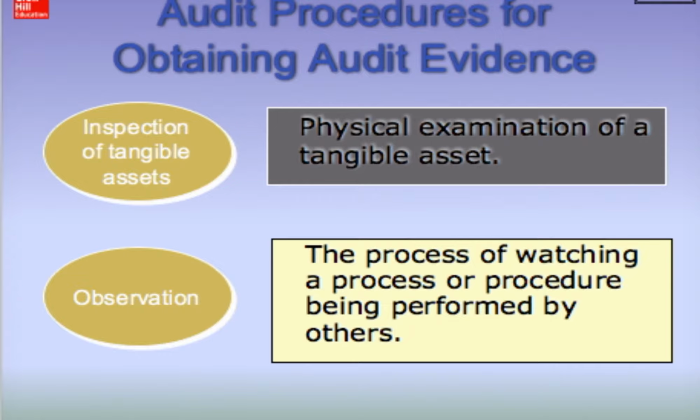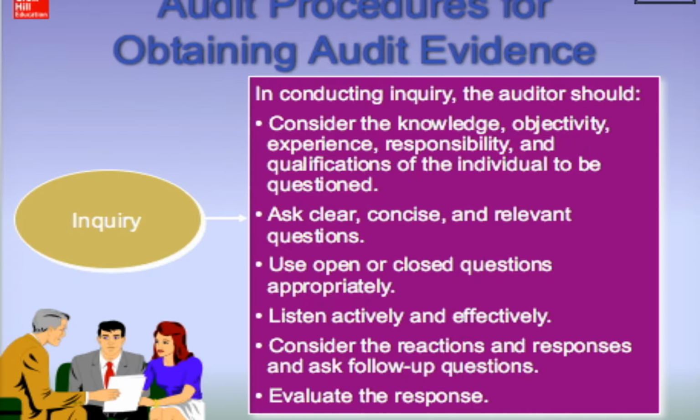Inspection of a tangible asset means to physically examine the asset. So pick it up, look at it, go find it in the garage, whatever the case may be. Observation is the process of watching a process or procedure being performed by others. Pretty self-explanatory there. No different than the word in normal English usage.